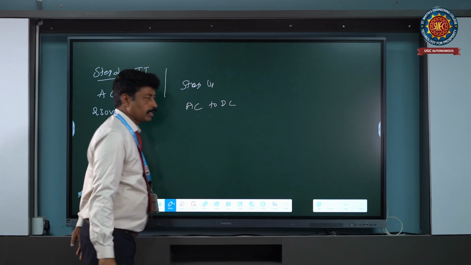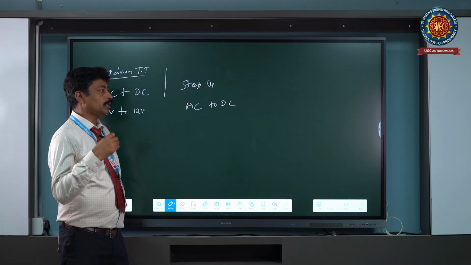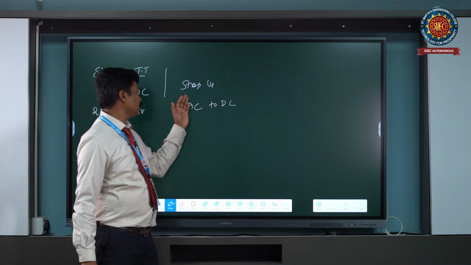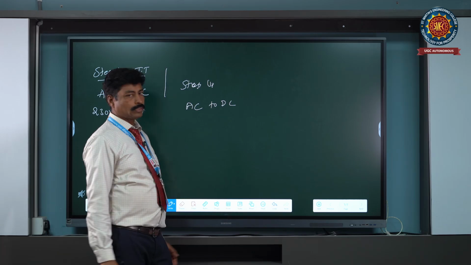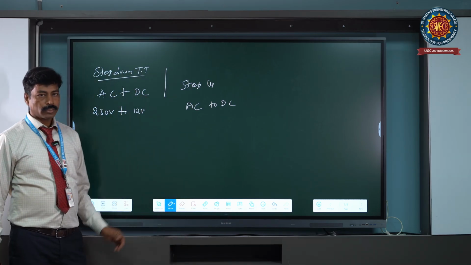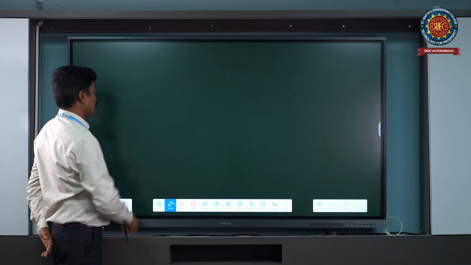A step down transformer decreases the voltage. It is the main important component in this circuit, using a step down transformer.